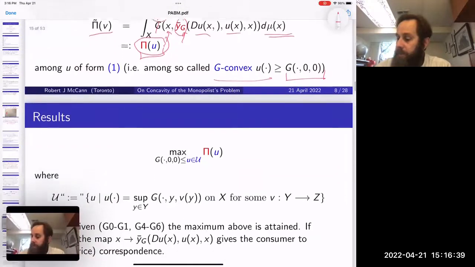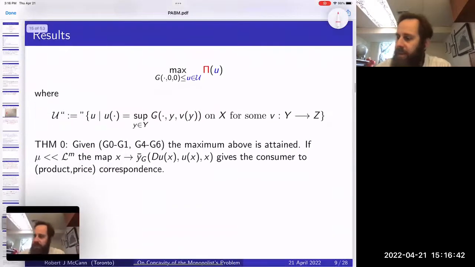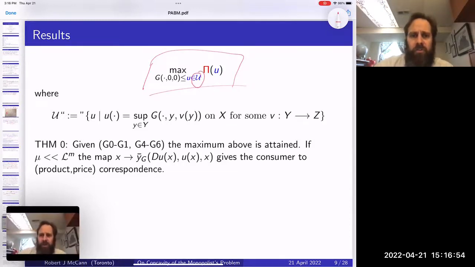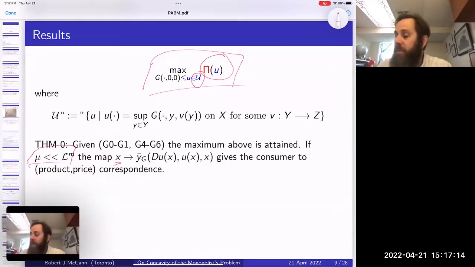All right. And so here I'm starting to state the first results. For this maximization of pi over G convex functions U, there's enough compactness in the space of G convex functions U and continuity in the dependence of pi on U to know the maximum is attained. You don't need G3 for that, or G2 for that matter. And moreover, as long as the distribution of agent types is absolutely continuous with respect to Lebesgue measure, the map that takes an agent type X to the product price pair that he or she selects is given by Y bar G composed with U and its gradient.